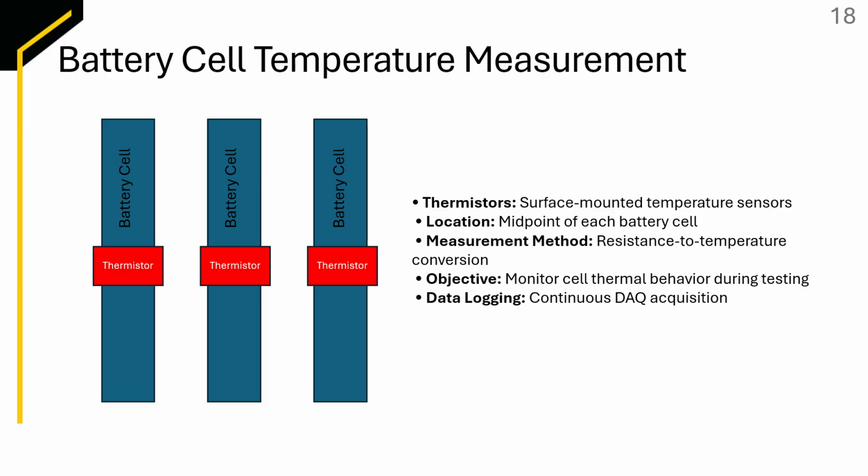For the battery cell temperature measurements, we have a figure on the left showing where the thermistors are going to be placed on the battery cells. These are thermistors, which are surface-mounted temperature sensors at the midpoint of each battery cell and are resistance based. We convert them to temperature, and they're going to monitor the cell thermal behavior during testing, and it's going to be fed into our DAQ system.